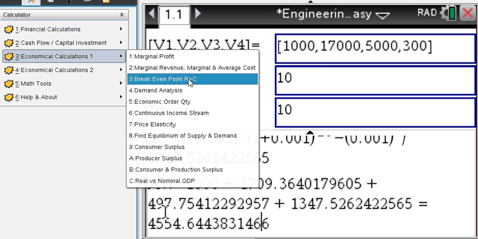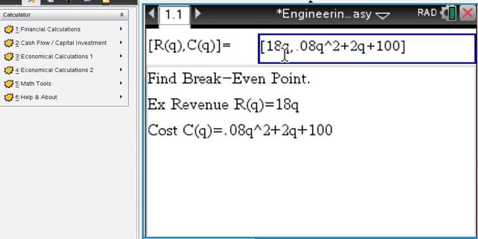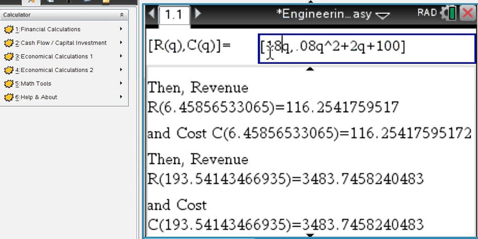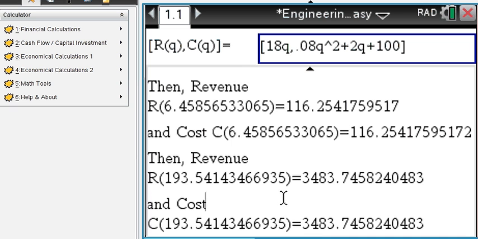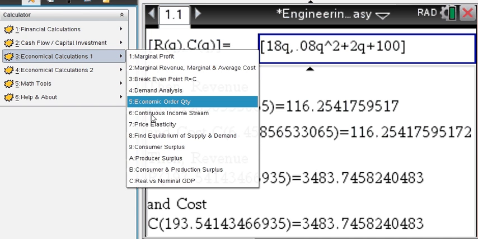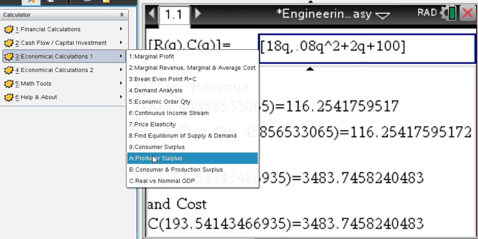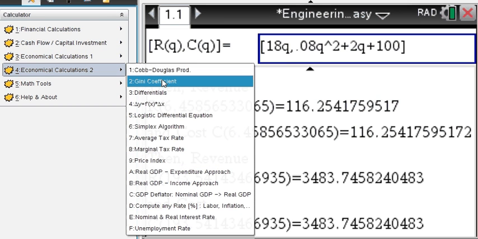All right, economical calculations. How about a break-even point? That's when the revenue matches the cost. Both entered here, the revenue function first and the cost function next. So they have to be set equal to each other. And they are equal. You can see right here, revenue equals cost, when the quantity is 6.45 or the quantity is 193, and then their revenue and cost match. They're both 116 in the first case. In the second case, they would match at 3,483. Okay, you can do price elasticity, consumer surplus, everything. Very easy to compute here.